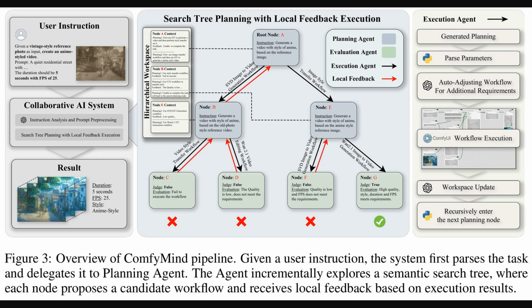Okay, and this diagram really unpacks that self-correcting loop, showing us the search tree planning process. Think of it like the AI exploring a map of possible solutions. So for the task of creating an anime-style video, the system starts at a root node, node A, and tries one path. We can see several attempts like nodes C and D fail. But instead of giving up, the system gets that local feedback. Maybe the quality was too low, and it simply backtracks to try a different workflow. This continues until it finds a successful path, like node G, that meets all the requirements.